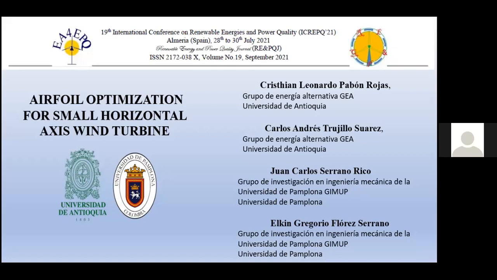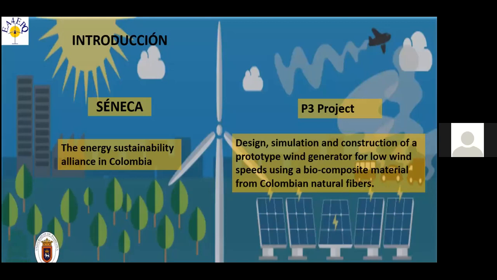The work was carried out within the framework of a project aimed at the design, simulation, and construction of a wind turbine for low wind speeds using biocomposite materials made from natural fibers found in the country. The project compares two turbine designs, one with a vertical axis and the other with a horizontal axis, to select one of which a prototype will be built for further study.